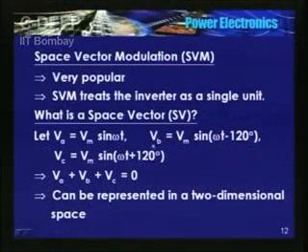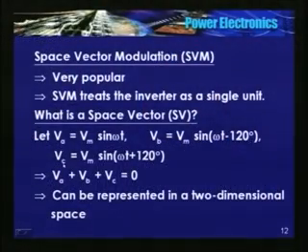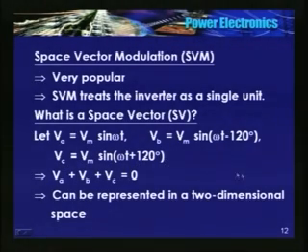Let's say I take 3 phase waveforms, that is Va is equal to Vm sin omega t, Vb is equal to Vm sin (omega t minus 120 degrees), and Vc is equal to Vm sin (omega t plus 120 degrees). I have 3 vectors which are displaced by 120 degrees. So at any given time, the instantaneous value Va plus Vb plus Vc is equal to 0.